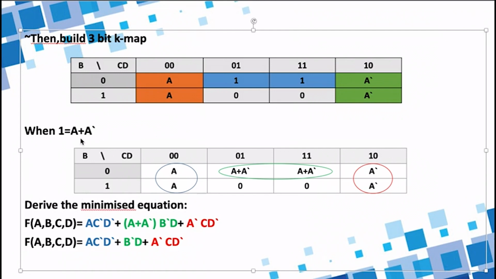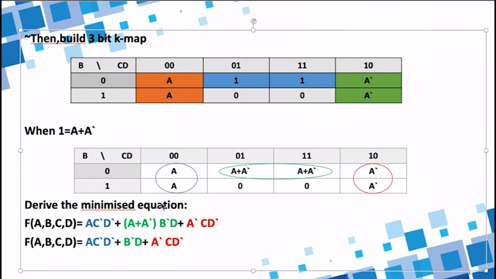We can also substitute 1 with A plus A bar. In order to get the equation, we should find the same value and circle it. Like this, blue circle A, and then the green A plus A bar, and lastly A bar.